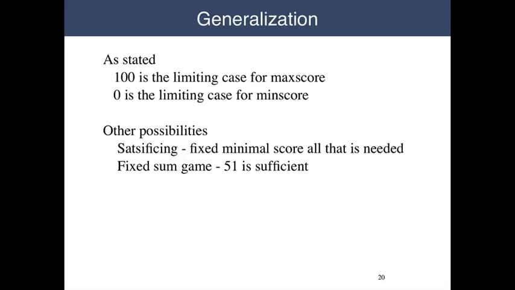Note that 100 and 0 are not the only values that can be used here. For example, if a player is in a so-called satisficing game where it just needs to get a certain minimum score, then it can use that threshold rather than 100. For example, if a player simply wants to win and it's a fixed-sum game, then it can use 51 as the threshold, knowing that if it gets this amount, it has won the game.